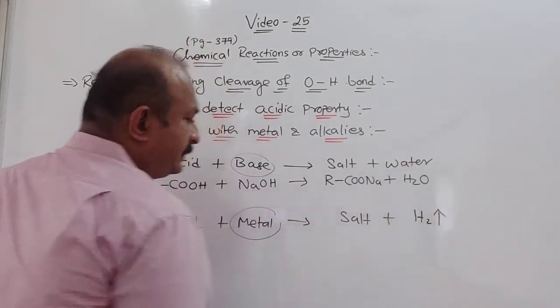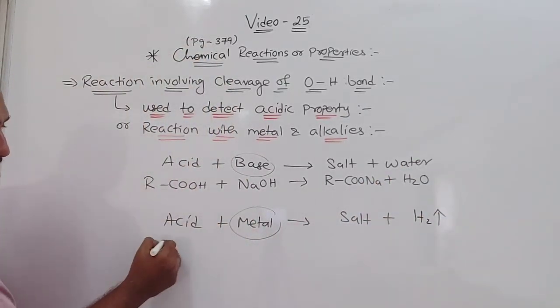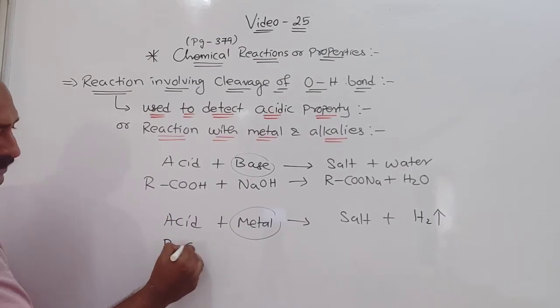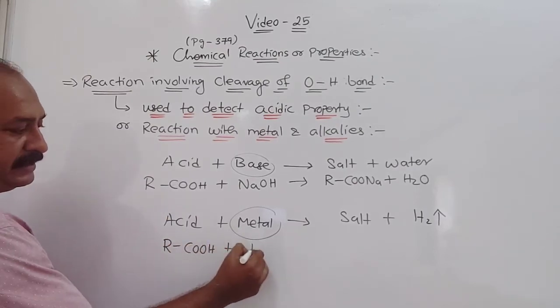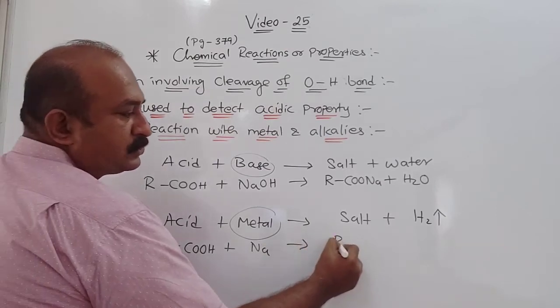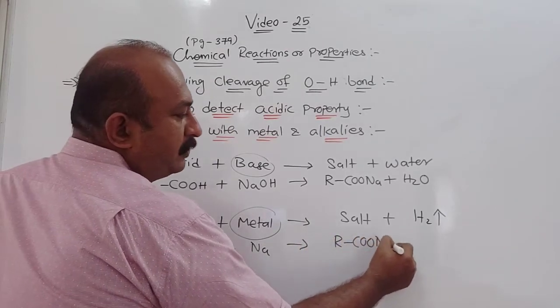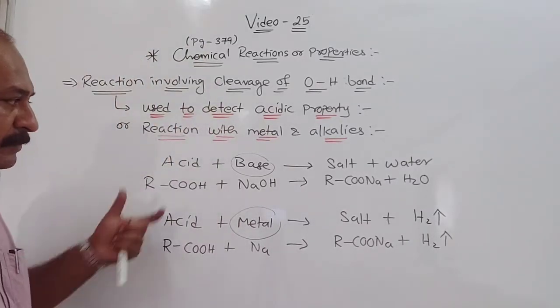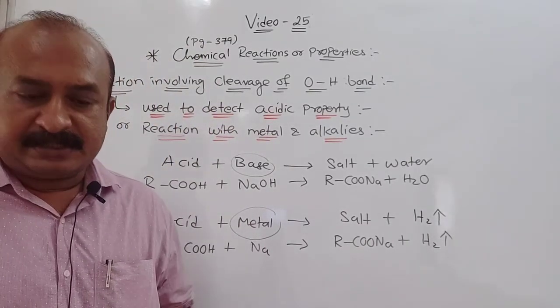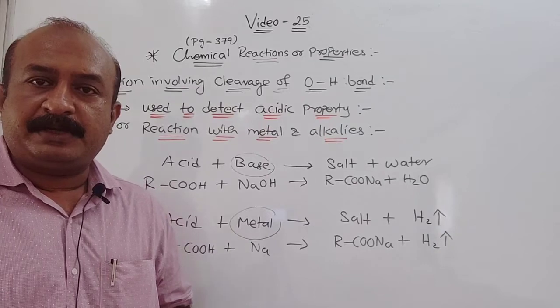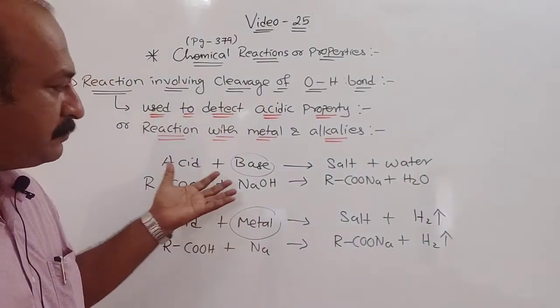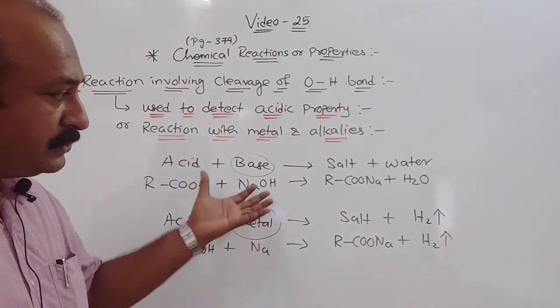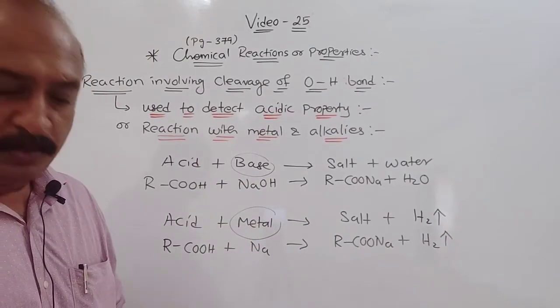Now if this same acid, RCOOH, is treated with a metal, it will give you a salt, RCOONa, plus hydrogen gas. This is the part we are going to discuss: acid plus metal gives salt plus hydrogen gas, or acid plus base gives salt plus water. This reaction is given in your book.